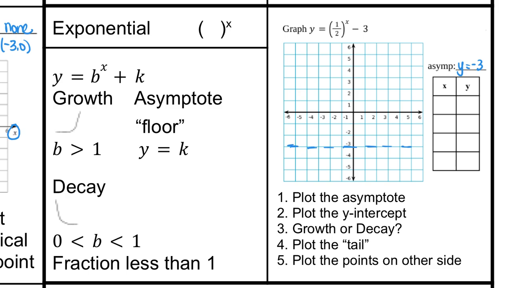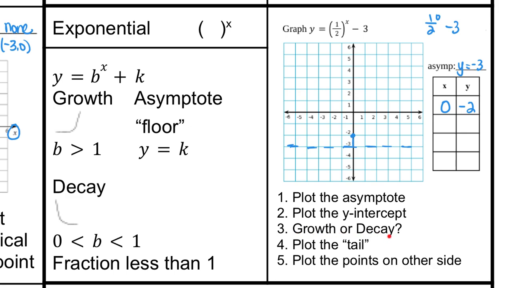From there, I want to find my y-intercept. So what happens when x is 0? We can plug that in to be 1/2 raised to the 0 power, -3. If we plug that into our calculators, we get -2. That's this value right here. It will always be 1 up from our asymptote.